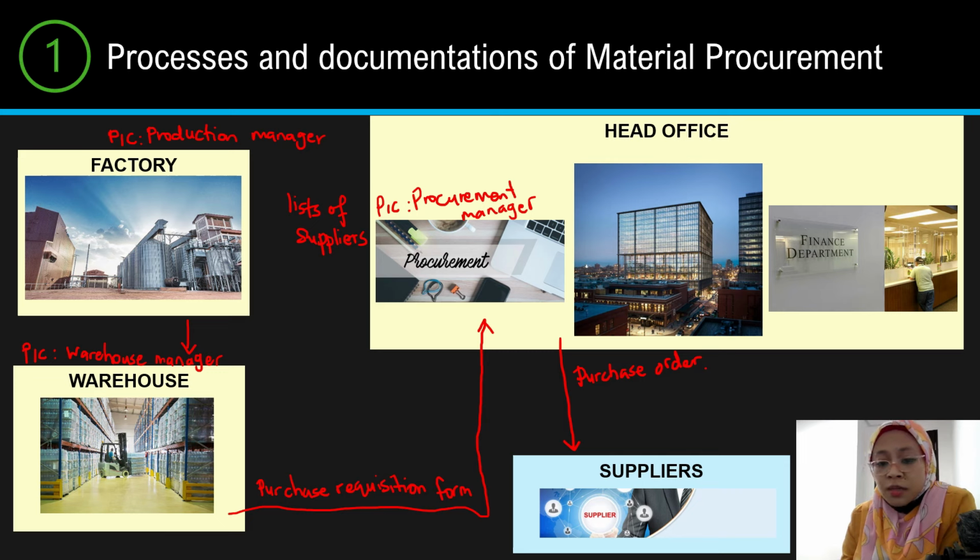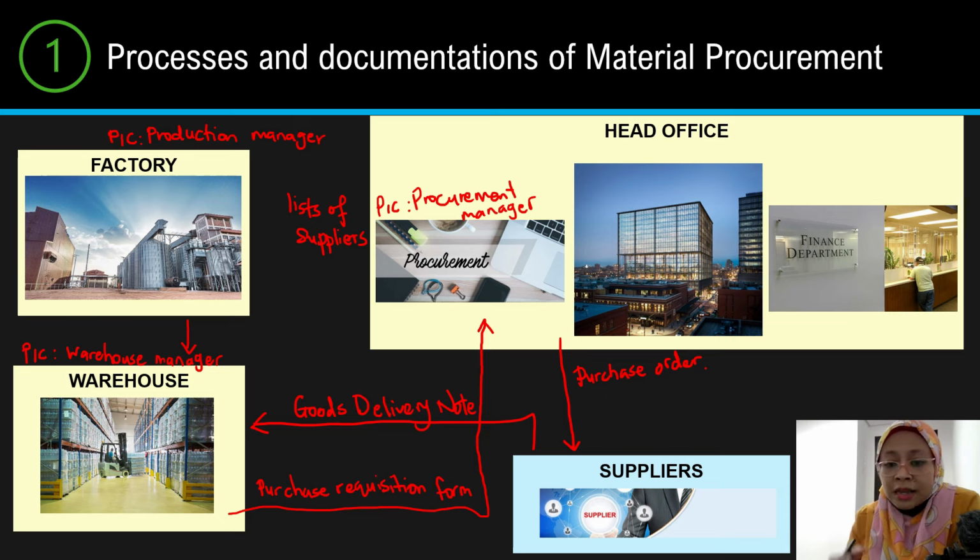So once the purchase order is sent to the supplier, the supplier will look through the items and transfer the goods to the warehouse directly. While transferring to the warehouse, they deliver the goods together with a document called Goods Delivery Note, GDN. So GDN is a form declaring that they already delivered the goods to the warehouse.